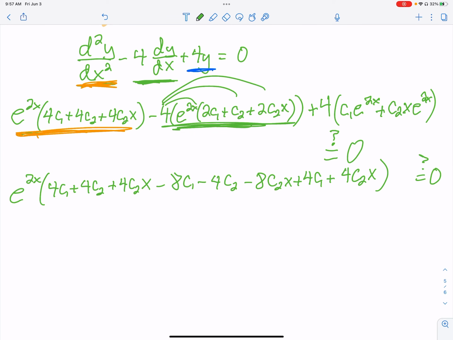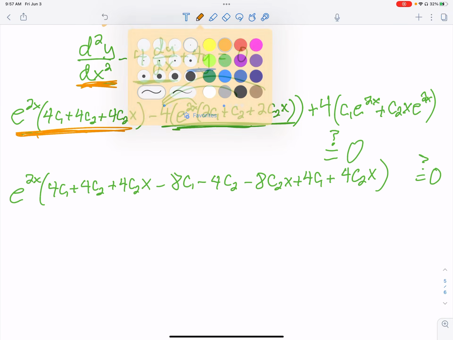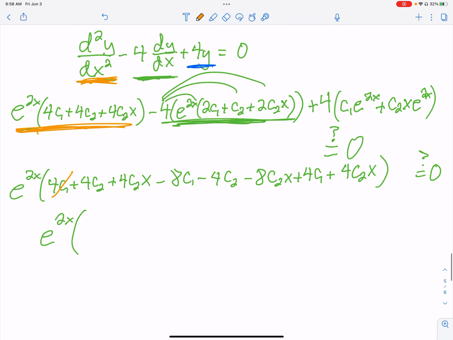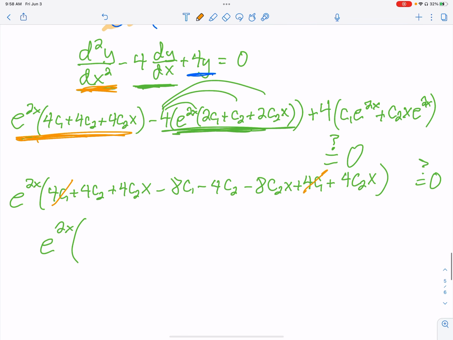I'm looking for like terms. So let's look for all our c's. So let's write this down. e to the 2x. Now I'm combining like terms. So c1, 4c1. I have another 4c1. That's 8c1 minus 8c1. Those are 0. Okay, so I'm going to write zeros on those.